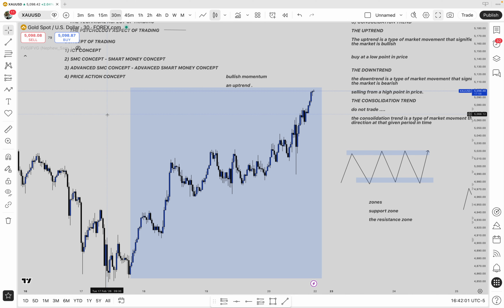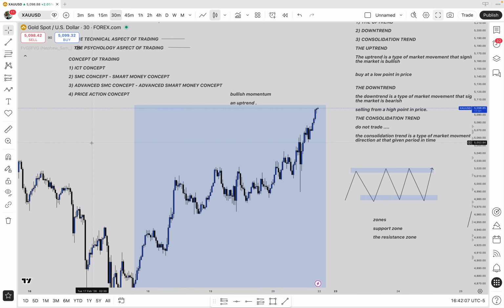So for those 2 months, I'm going to be teaching you the beginner aspect, and I'm also going to be teaching you the concept I trade, which is the advanced SMC concept, so you can literally analyze and be better as a trader.